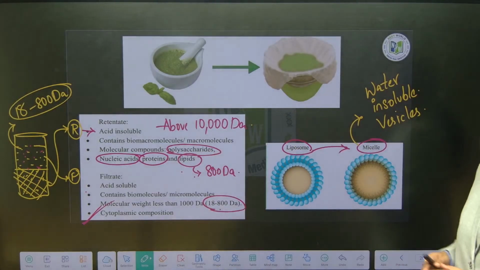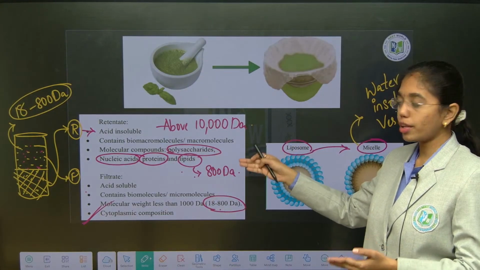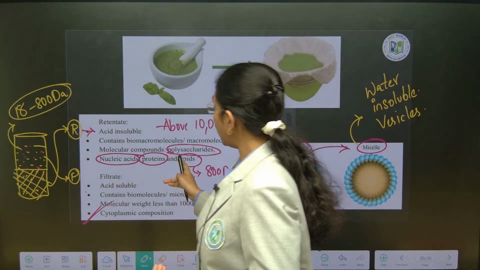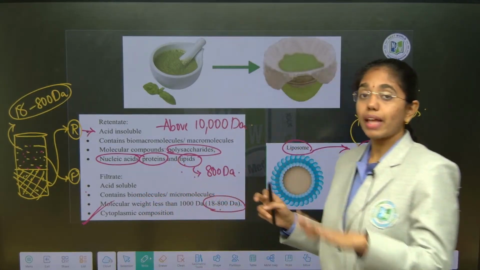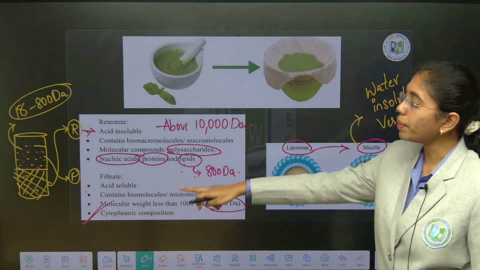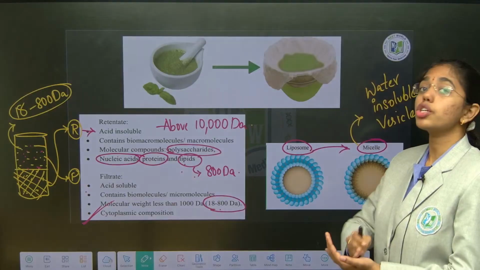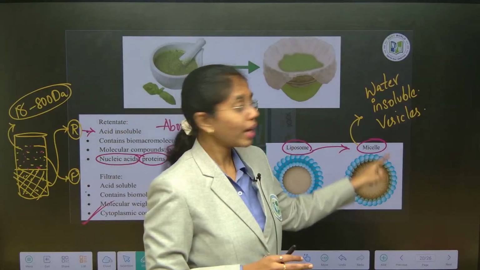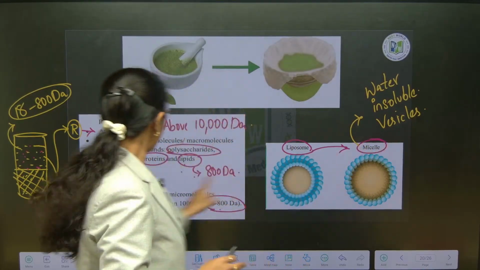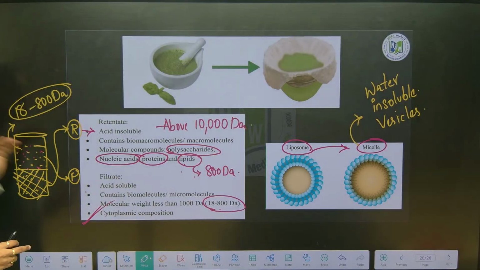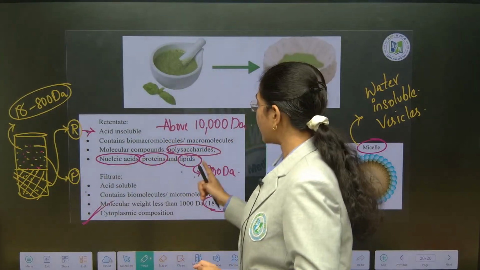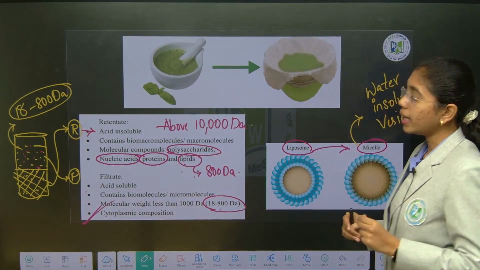Retentate, acid insoluble: the biomacromolecules here have a molecular weight of about 10,000 Daltons, whereas lipids, whose molecular weight is less than 800 Daltons, will still land up in the retentate because disintegration of the cell membrane turns lipids into liposomes or micelles, which are water insoluble vesicles. Above it we have the filtrate or acid soluble pool, where the cellular constituents will be from 18 to 800 Daltons. Clear till here? Any doubt anywhere?